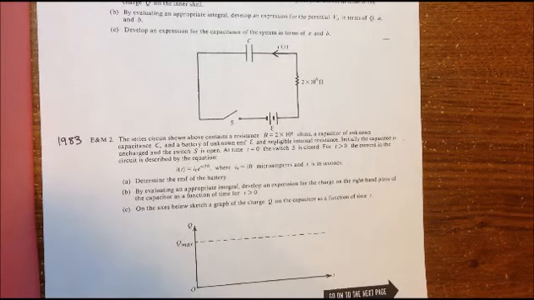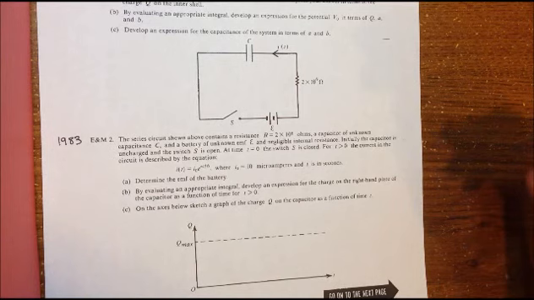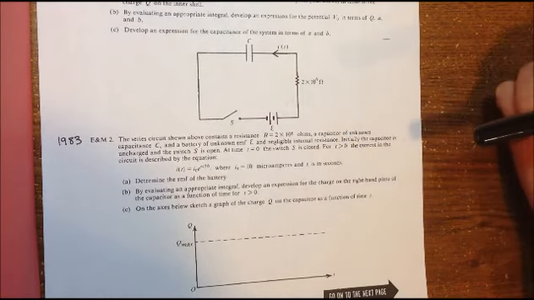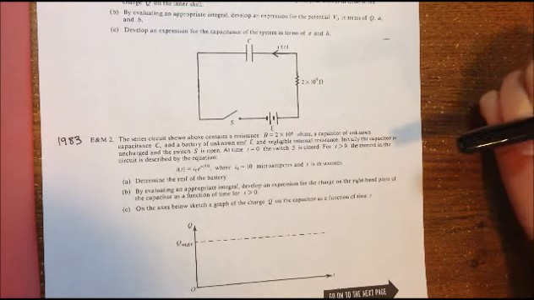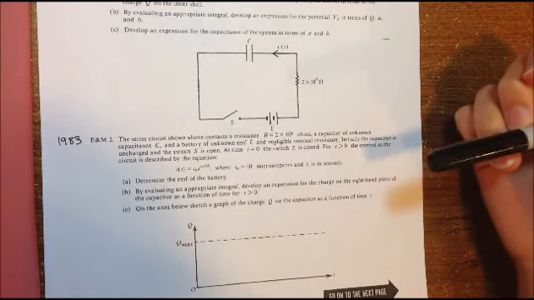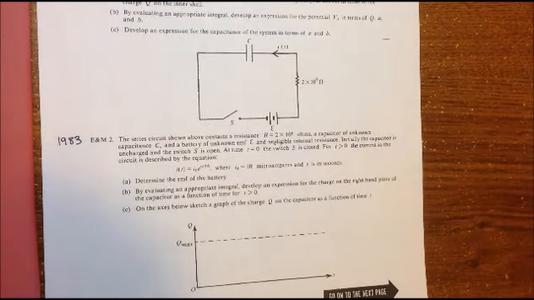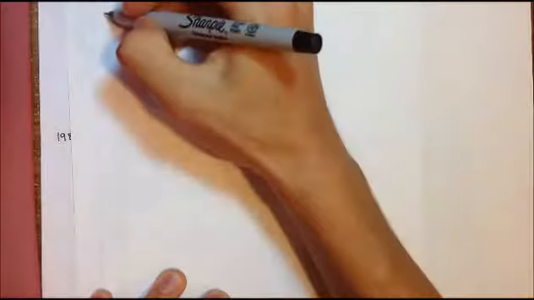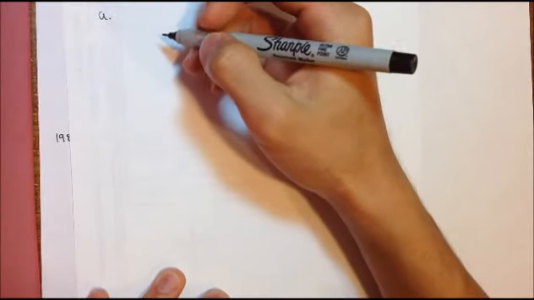Alright, so this is problem 1983 E2. As you can read the question here, I'm not going to read it out loud, it's right in front of you. But basically it's an RC circuit, and part A asks to determine the EMF of the battery. Okay, so part A, we're asked to find the EMF.